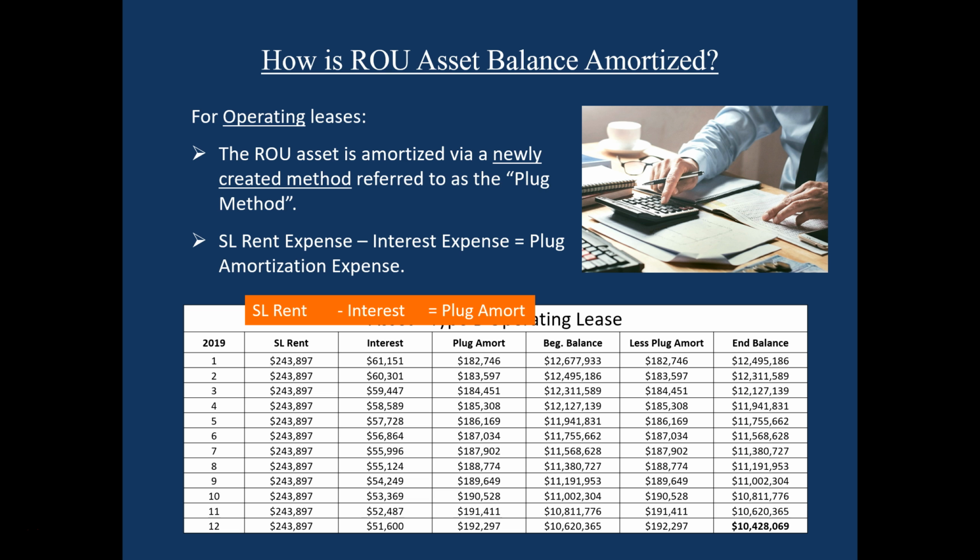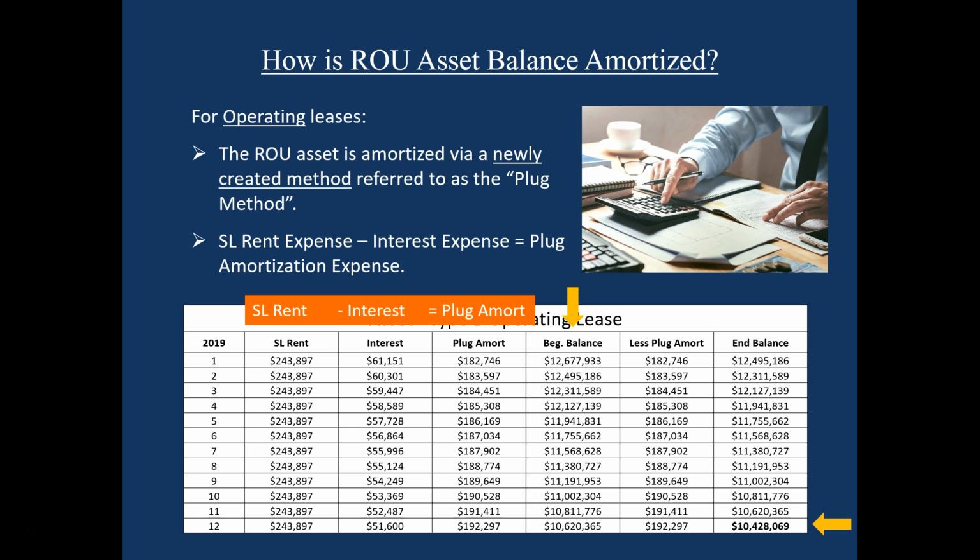Okay, from there we take our beginning asset balance, shown here, deduct the plug amortization amount that we just calculated, and we get our ending balance for that period. At the end of the year 2019, we get the balance shown here.